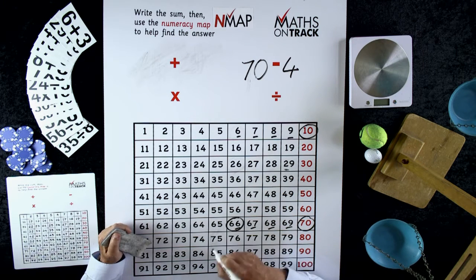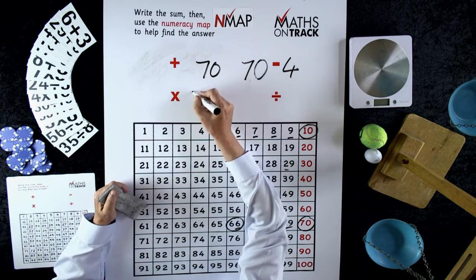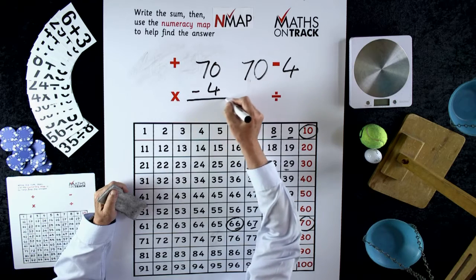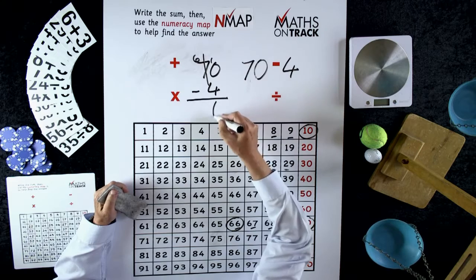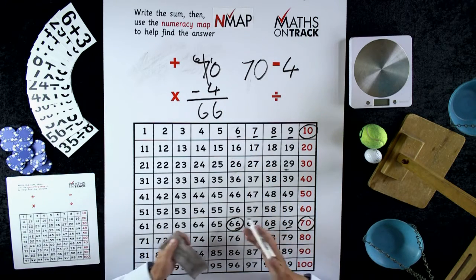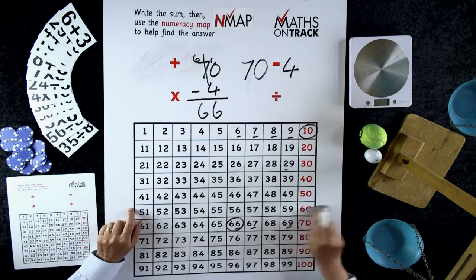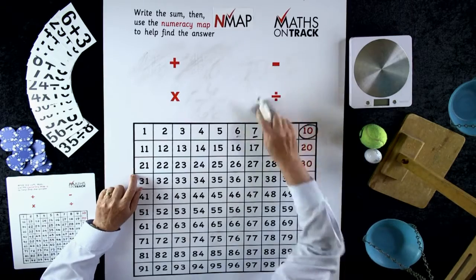come to 66. Then the teacher's in a position to show why 70 take 4, when we use the algorithm, we'll have to exchange. 10 take 4 is 6, and there's a 6 here. The algorithm has to agree with the answer the map gave. So we can also do quite complicated subtractions with the numeracy map.